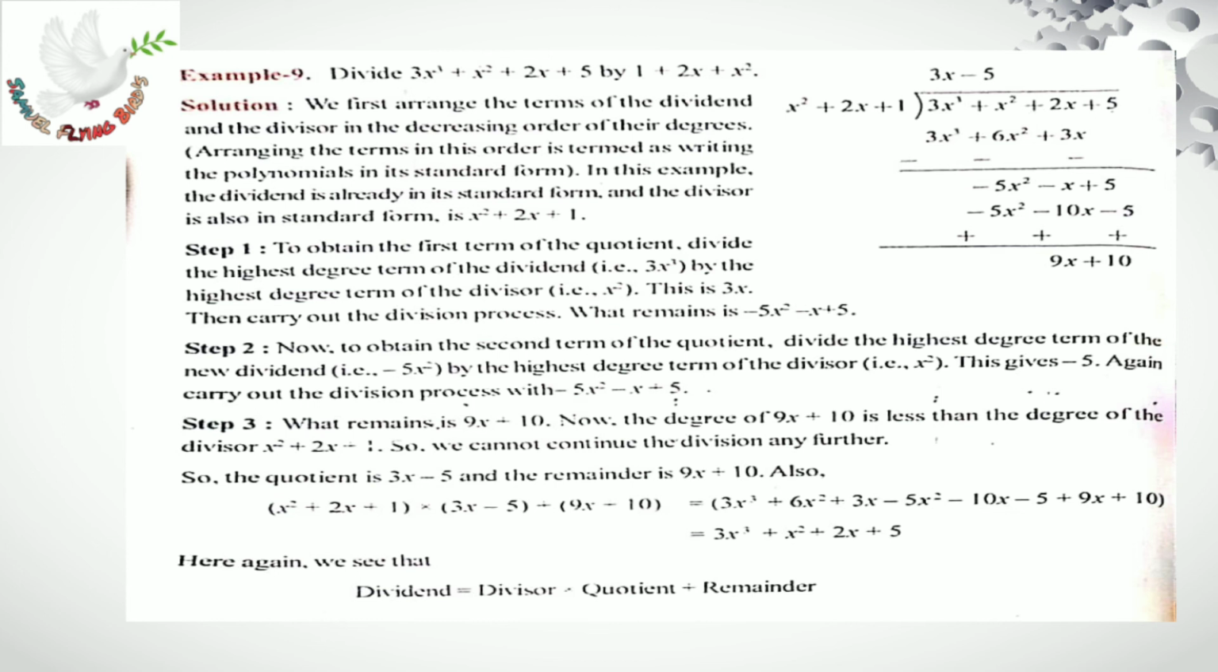The given expression is also 3x cube plus x square plus 2x plus 5. By this cross-check method, we can say that our problem has been solved correctly.